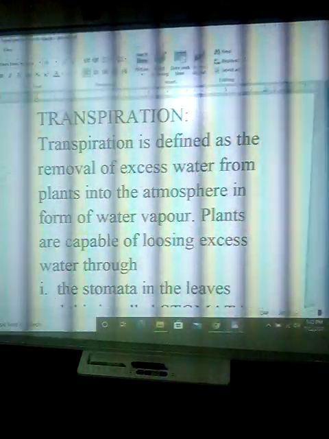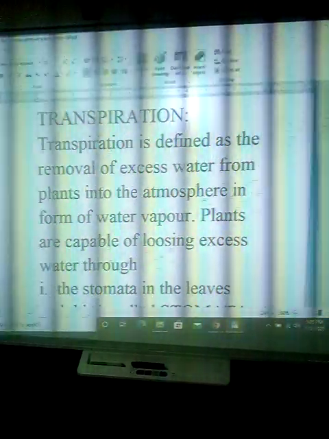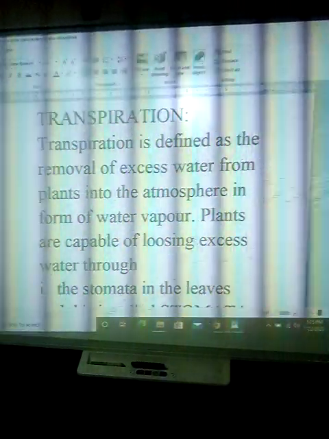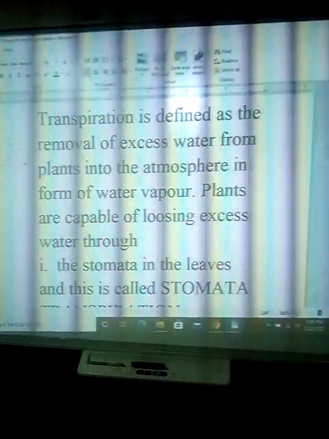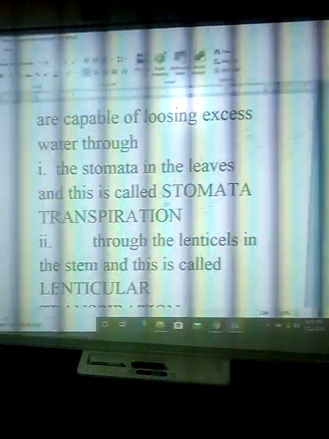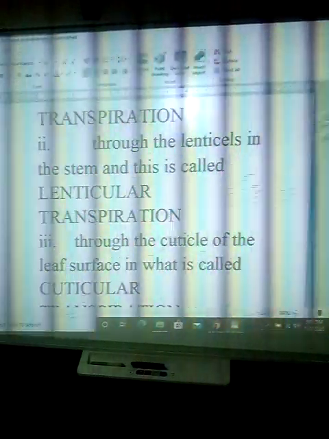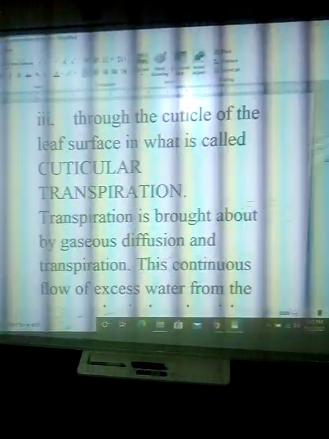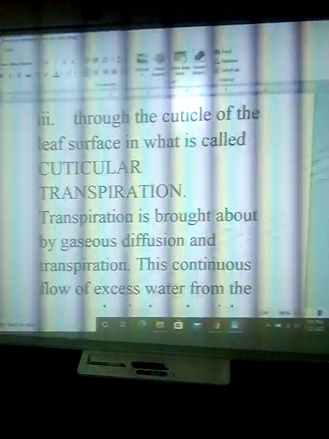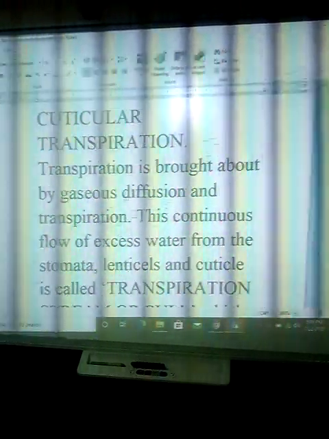Transpiration is defined as the removal of excess water from the plant into the atmosphere in the form of water vapor. Plants are capable of losing water through the stomata, which we call stomatal transpiration. They can also lose water through the lenticels, which is called lenticular transpiration, and through the cuticle of the leaf surface, which is called cuticular transpiration.